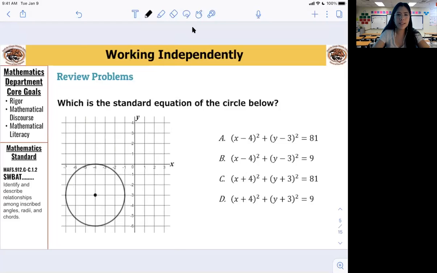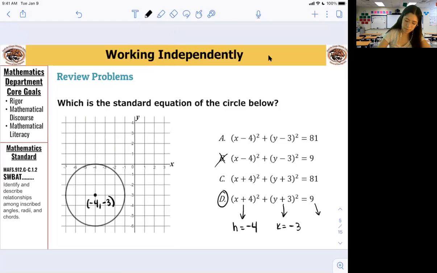Who can explain why it is D and not B? It always has to be the opposite. So if on the graph it was -4, -3, in the equation it has to be the opposite. So 4 comma 3. Good. So we look for opposites. So this tells me that H is -4, K is -3, and what does the 9 tell me? That the radius is 3. The radius is 3. We take the square root of that value. So for that reason, it's D, not B.